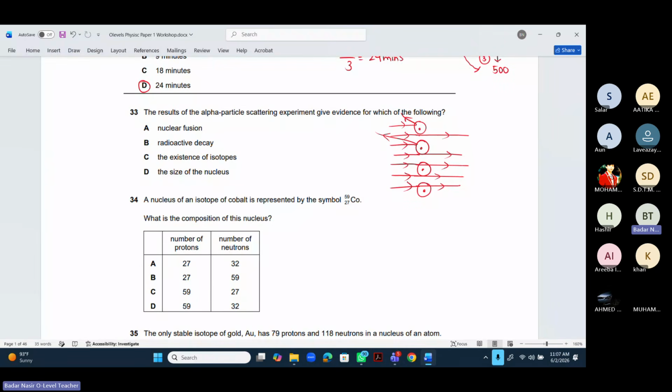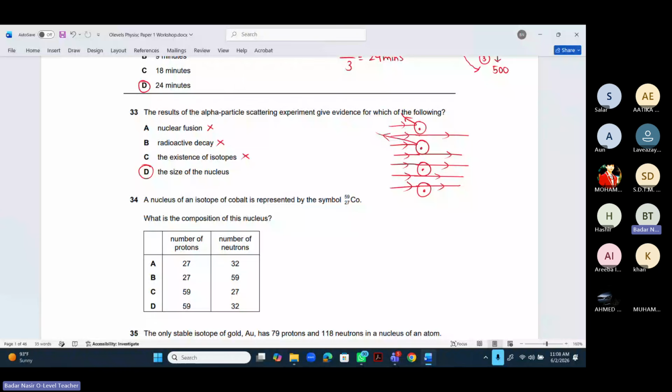alpha particles scattering experiment से हमें क्या nuclear fusion पता लगता है? No. Radioactive isotopes, so the size of the nucleus. Okay, the size of the nucleus is very small compared to the size of the atom. और हमें ये भी पता लगता है कि the central part of the atom is nucleus which is positively charged.